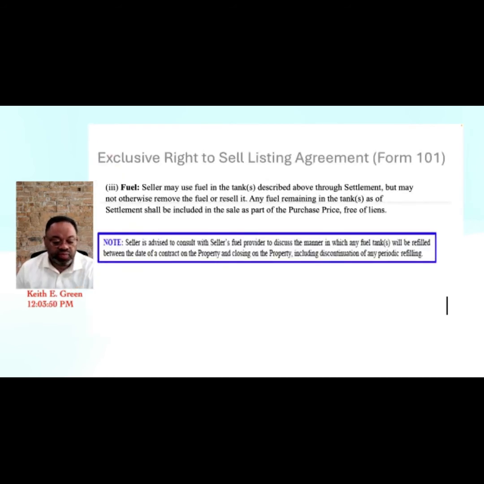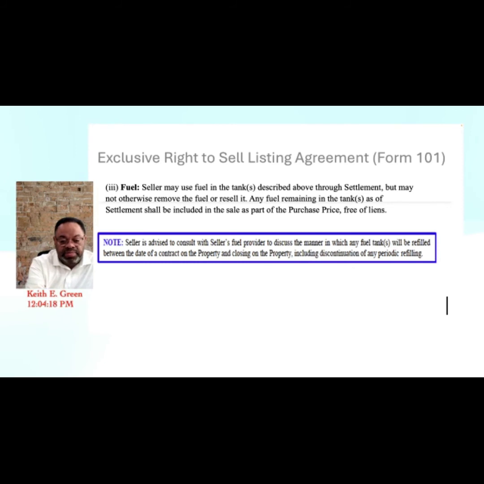Now we go into the exclusive right to sell listing agreement. There were some important changes made to this. Many of the changes mirror what was made to the offer to purchase contract. Some aspects of the exclusive right to sell were cut and pasted into the offer to purchase contract, particularly the section that deals with fuel tanks.